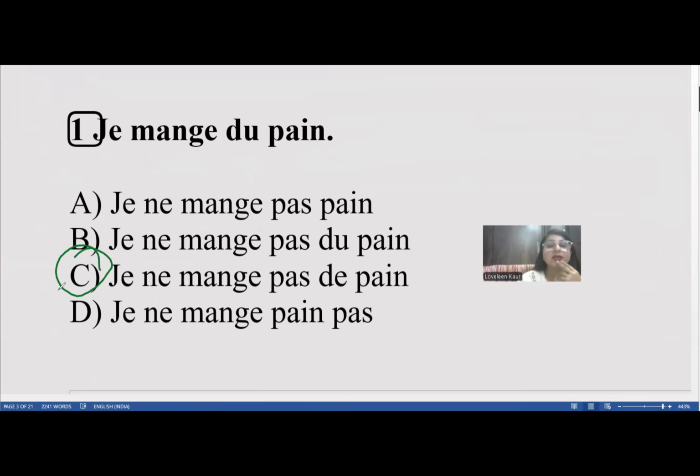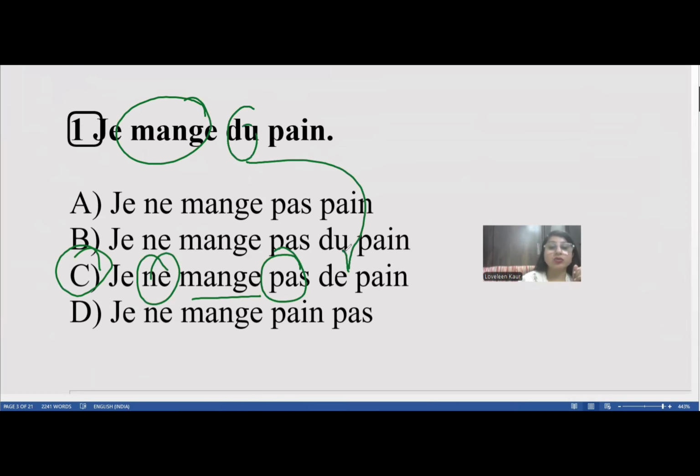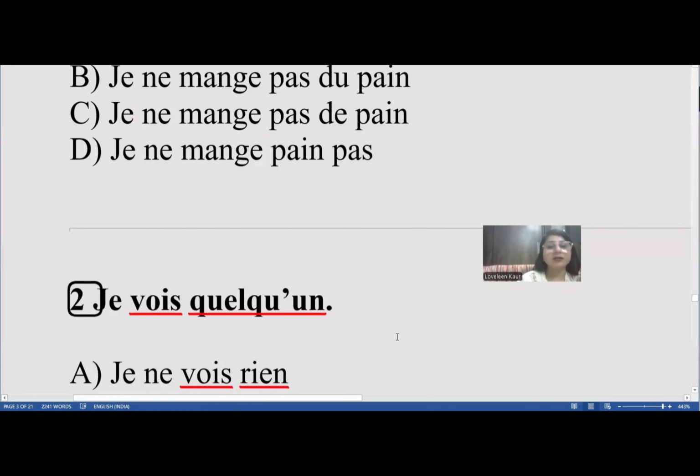Yes, this is C. Je ne mange pas de pain. The way we did, we'll put ne and pas around the verb, and du will change to de. Alright? So it is je ne mange pas de pain. Très bien.